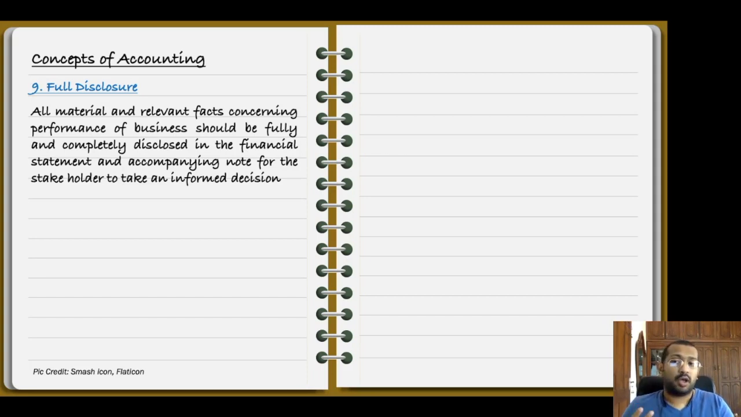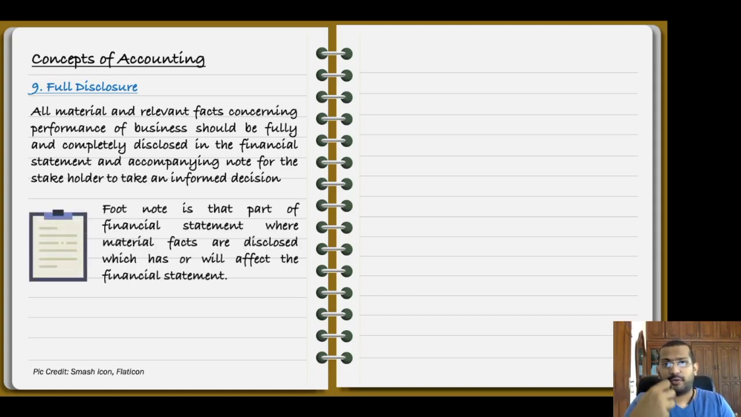So the bank is also interested to know what the position is in the financial statement. The full disclosure concept states that the company should disclose all the relevant information in the financial statements and accompanying footnote. Footnote is a part of the financial statement, but is not included in the balance sheet or P&L. It comes as a disclosure in the balance sheet and P&L, whereby many facts are disclosed which have an impact on the financial statement.